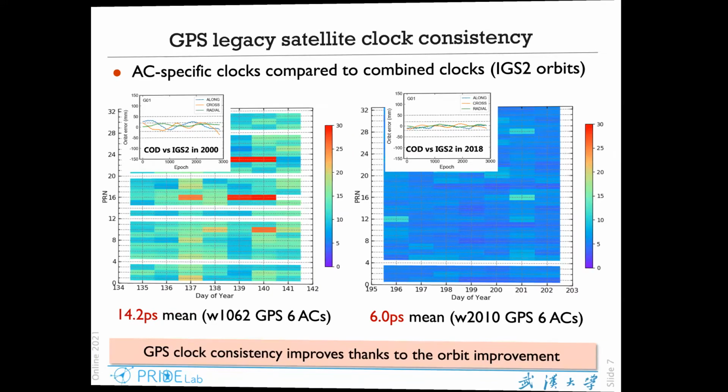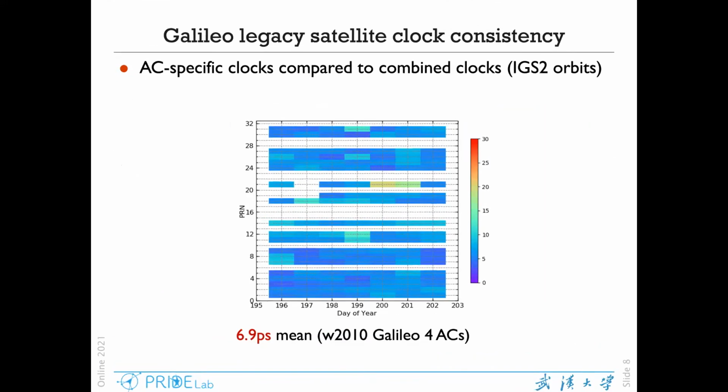For the Galileo satellites in the year of 2018, we have similar statistics for the clock consistency compared to the GPS statistics in the year of 2018. That is 6.9 picoseconds on average.